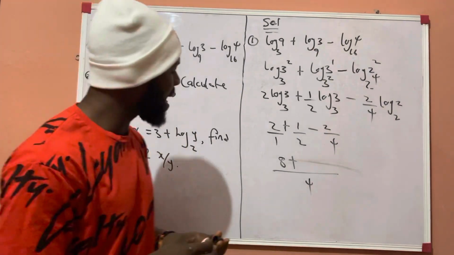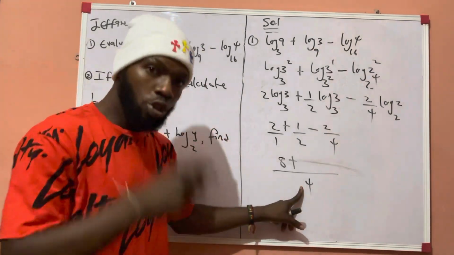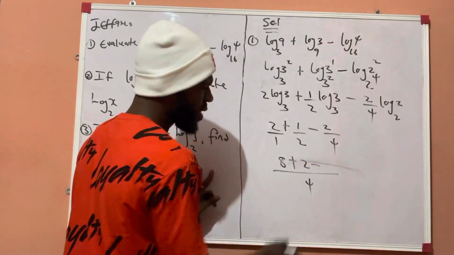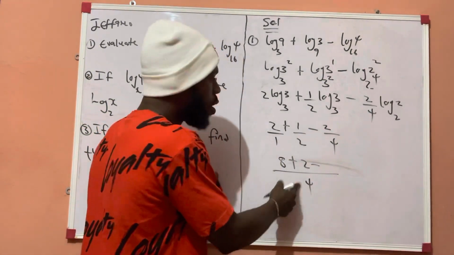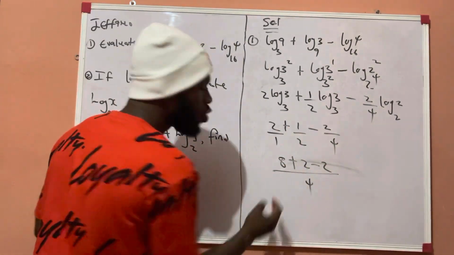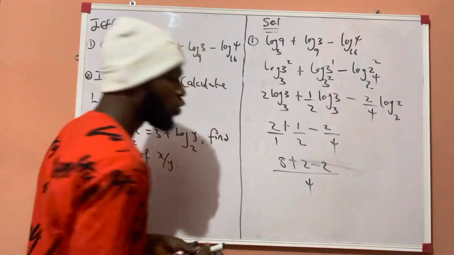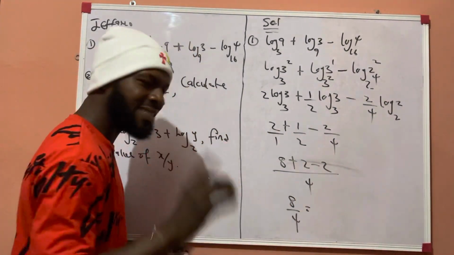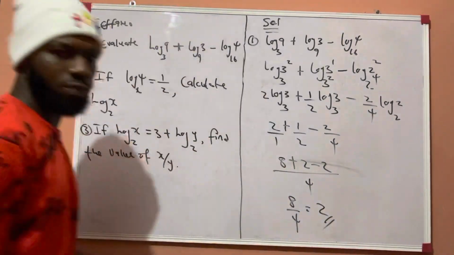Plus, how many times will 2 divide 4? 2 times. 2 times 1 will give us 2. Minus, 4 divide 4, 1. 1 times 2 will give us 2. So what do we have, class? 8 plus 2 gives us 10, and 10 minus 2 gives us 8. So here becomes 8 over 4. And class, 8 divided by 4 will give us 2.